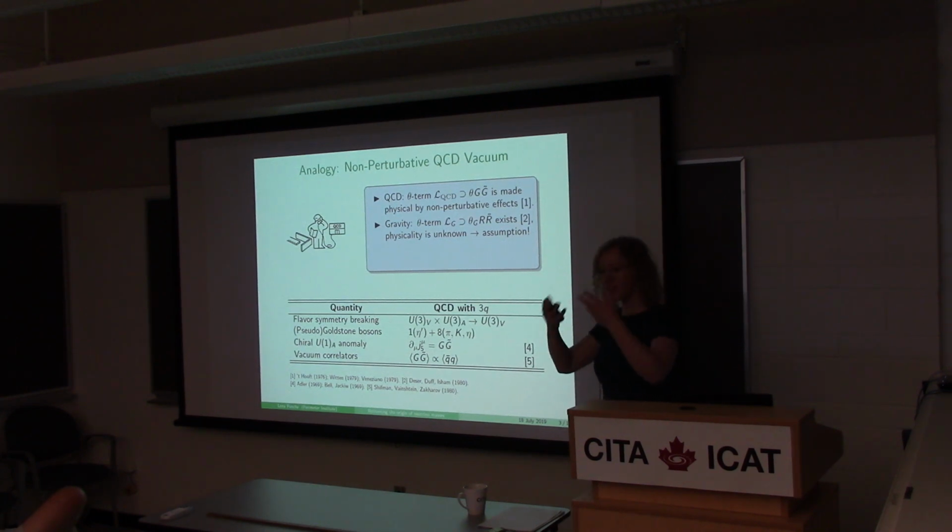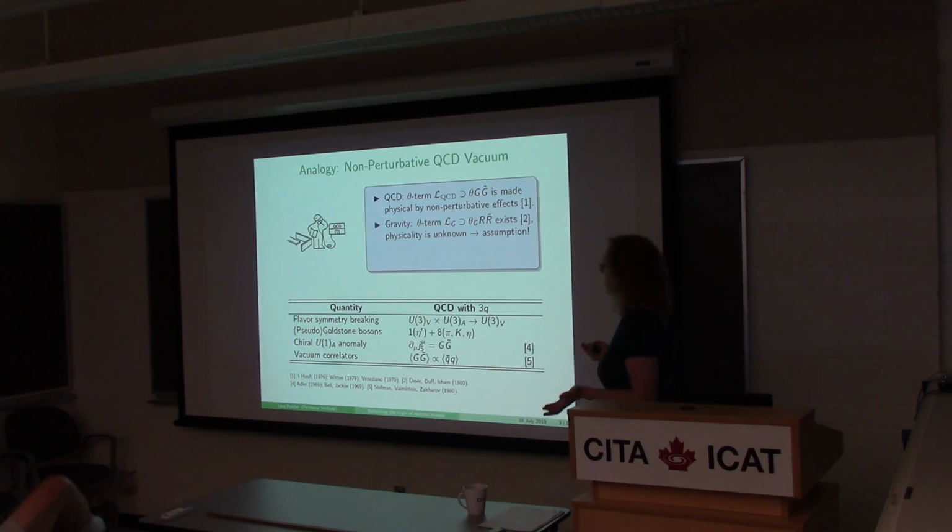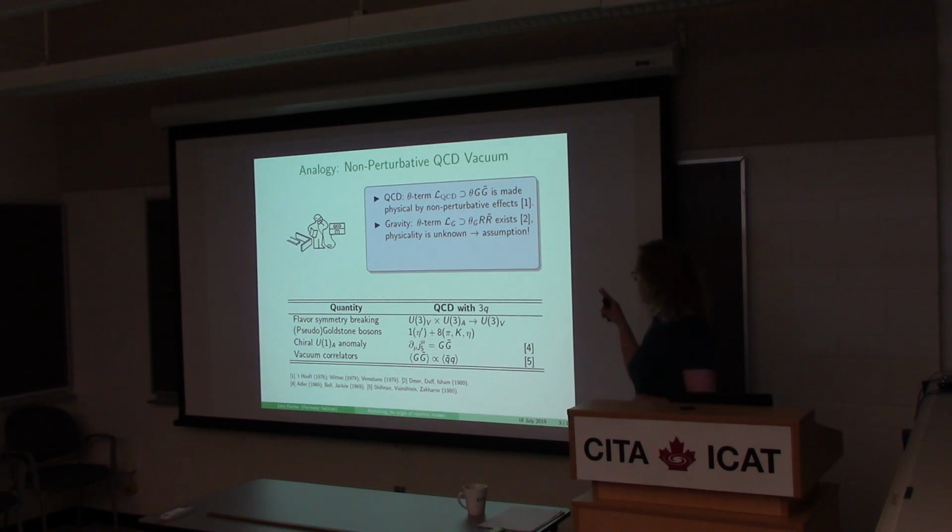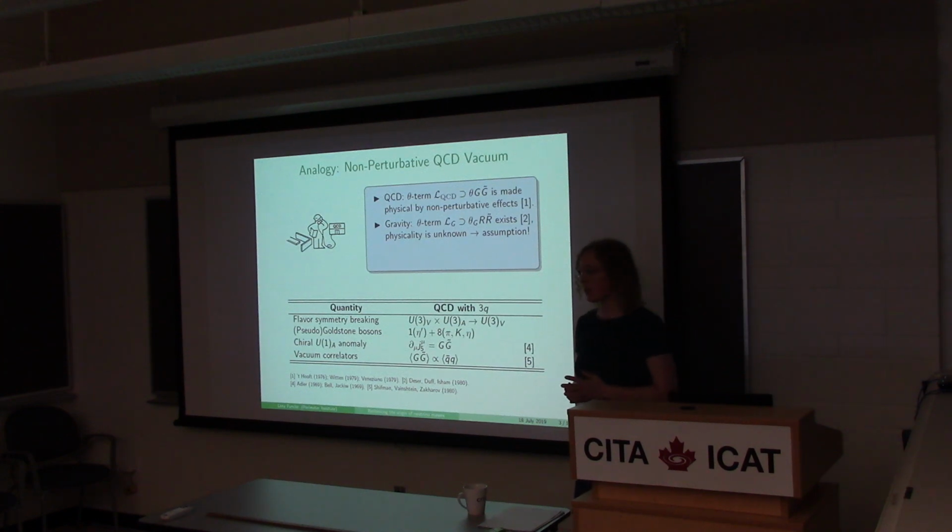So it depends on your UV completion of quantum gravity. There are many solutions, gravitational tunneling solutions in the vacuum, but it's unknown from a theoretical side. So what we did is we took this as a starting assumption that the term exists and tried to see what kind of consequences this has for the standard model.